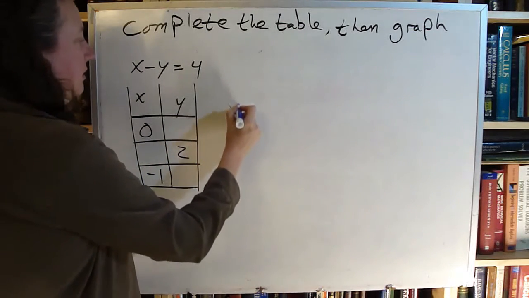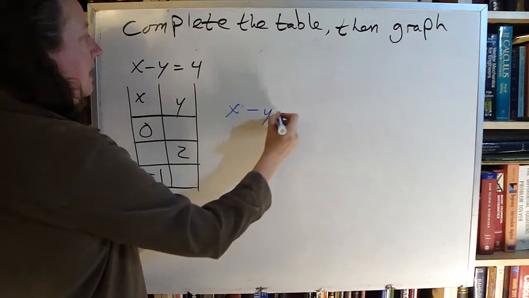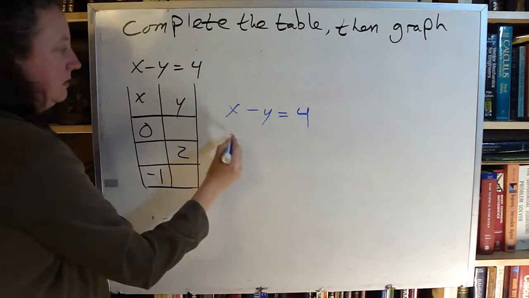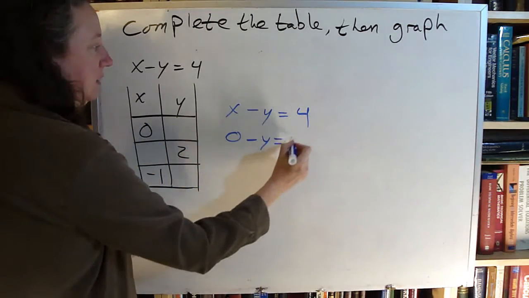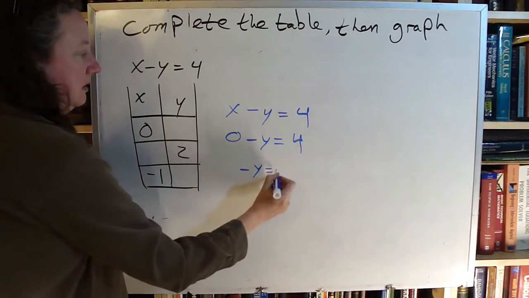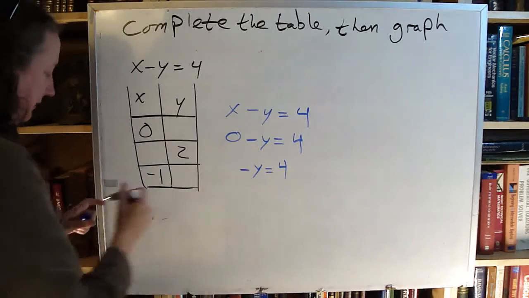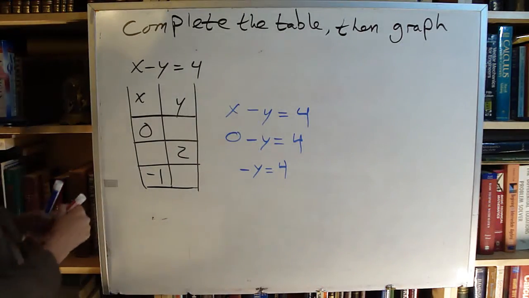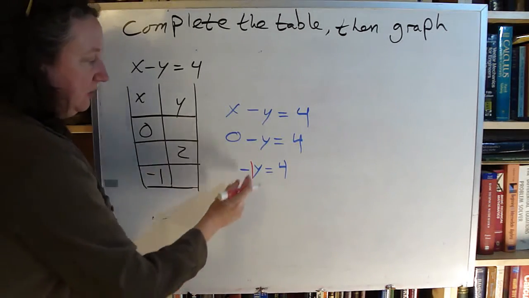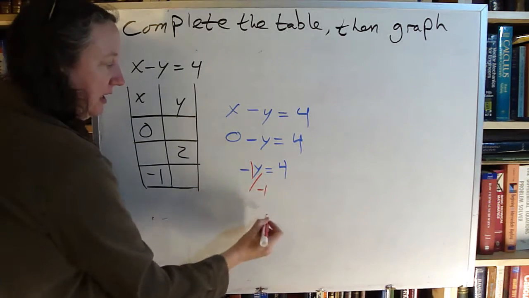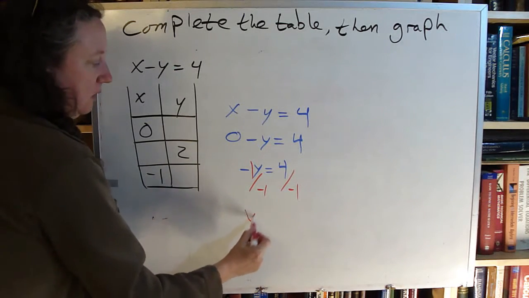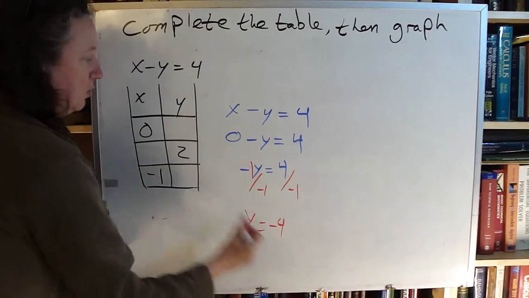So my equation is x minus y equals 4. I replace the x with a 0, so I have 0 minus y equals 4. So negative y is 4. I have to get rid of that negative sign. Remember, you're allowed to multiply anything times 1 and it doesn't change it. So now I can see that I have to divide out the negative 1. What I do on one side of the equal sign, I do on the other. Y is negative 4.